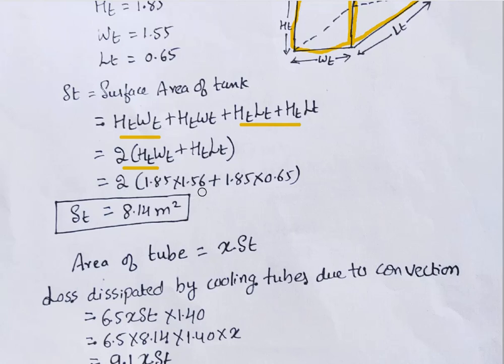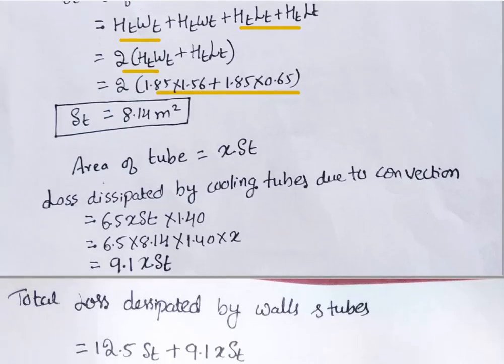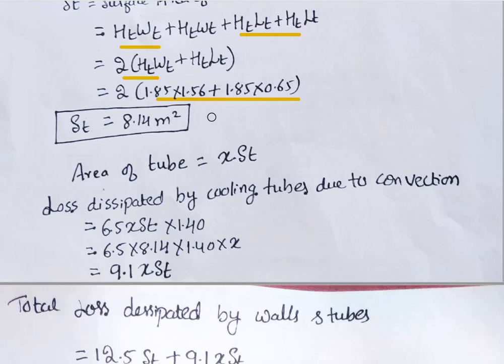So 2 times 1.85 into 1.55, these values are given in the question. From this we find the surface area of the tank, which is 8.14 meter square. Next we need to find the area of the tube. The area of the tube is x into St, where we know St but need to find x. So how to find x?